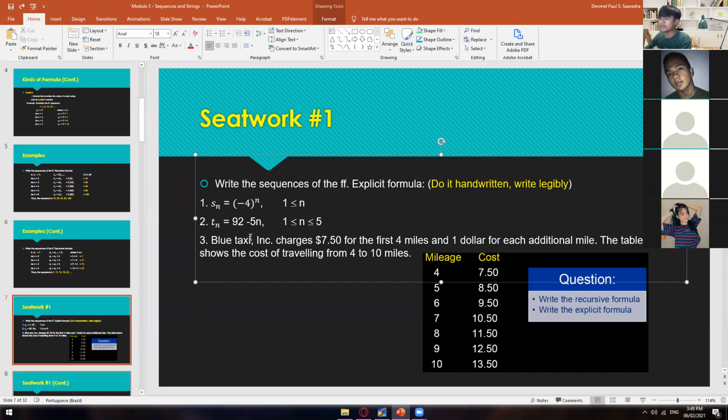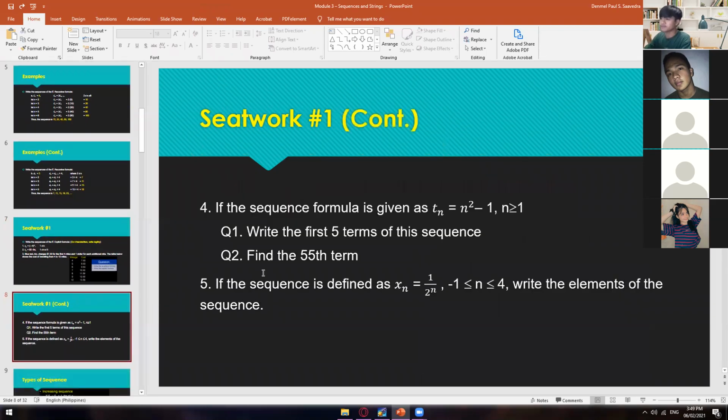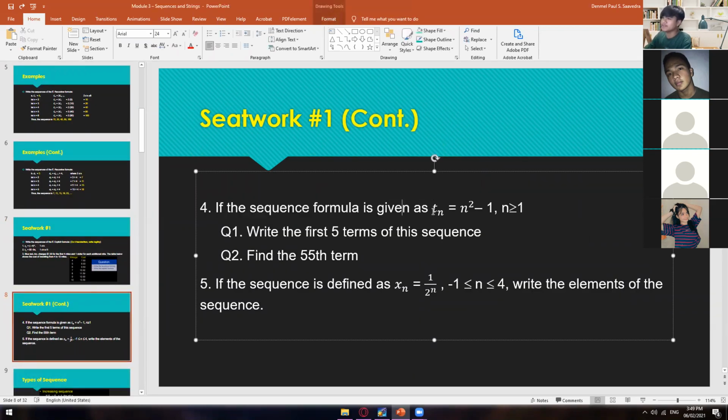And then the third one here is like a problem solving. So here's the mileage, here's the cost, and then here are the 2 questions. So all you do is analyze those, and then write the recursive formula for this one, and then write the explicit formula for this one also. Okay. So there's actually a continuation for this one. So number 4, if the sequence formula is given as t sub n is equal to n squared minus 1, and then your n is 1 and above. So write the first 5 terms of this sequence, and then find the 55th term using this formula. Okay, so 2 questions for number 4.